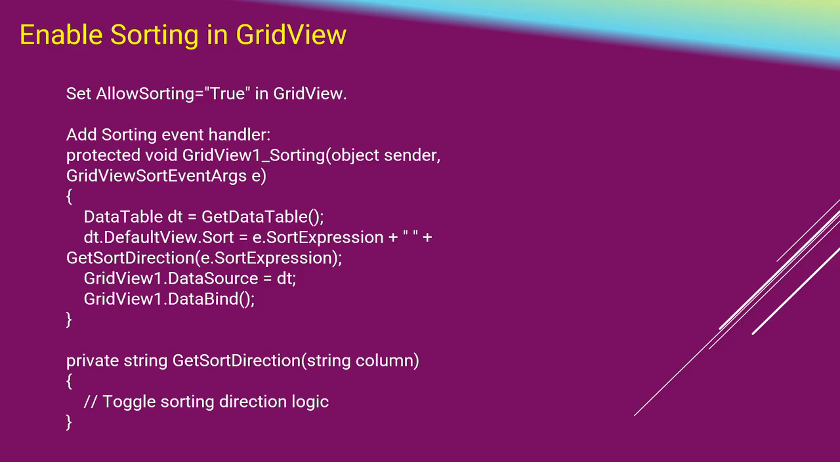Sorting lets users organize data by columns. Enable AllowSorting, then handle the Sorting event to sort your data table based on the selected column and direction, improving data exploration.